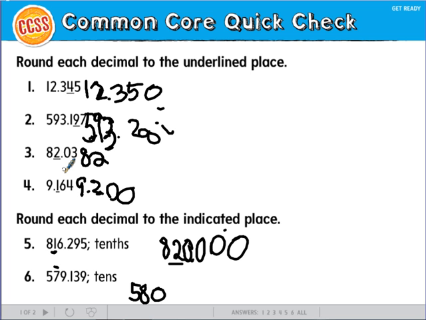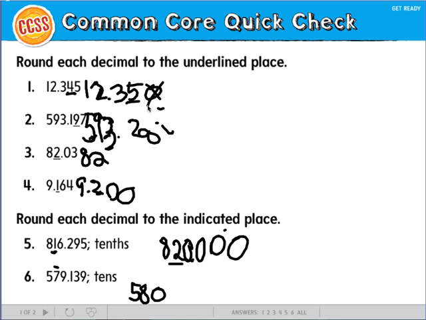All right, we're going to take a look at our answers. The first one, it says 12 and 345 thousandths rounded to the nearest hundredth. 12 and 35 hundredths. So look, we had a 4, right? Next to the 4 is a 5. The 4 is going to get rounded up. They rounded it up. We don't need the 0.